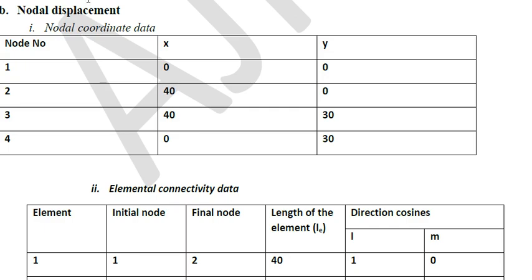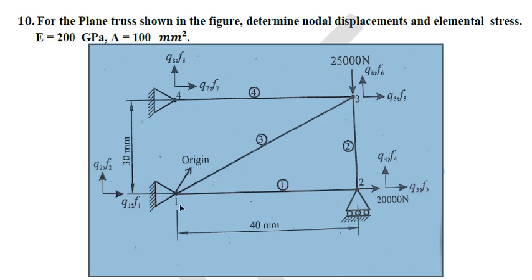Now, the first step is to write the nodal coordinate data. So how many nodes are there? Node 1, node 2, node 3, node 4. There are 4 nodes. There are 4 elements, 1, 2, 3, 4. 4 nodes, 4 elements. This is the condition of this problem. Usually 4 nodes will have 3 elements, but here 4 nodes, 4 elements. That is the problem.